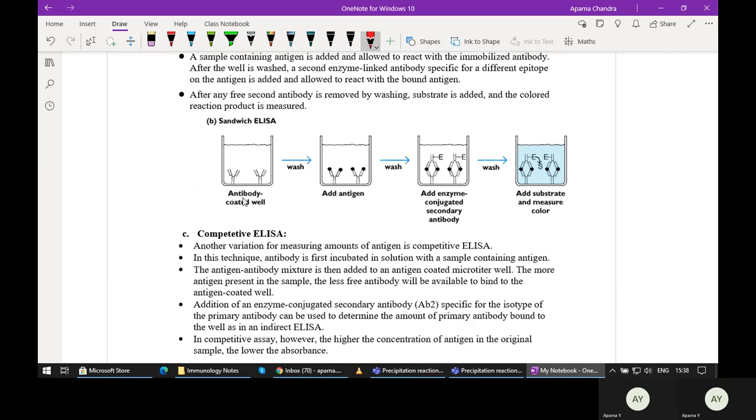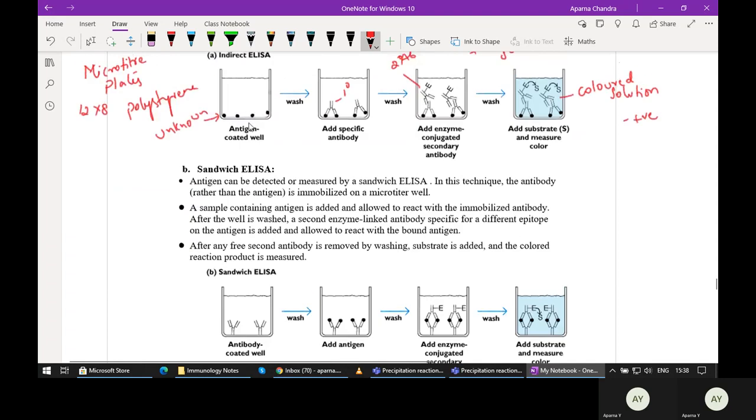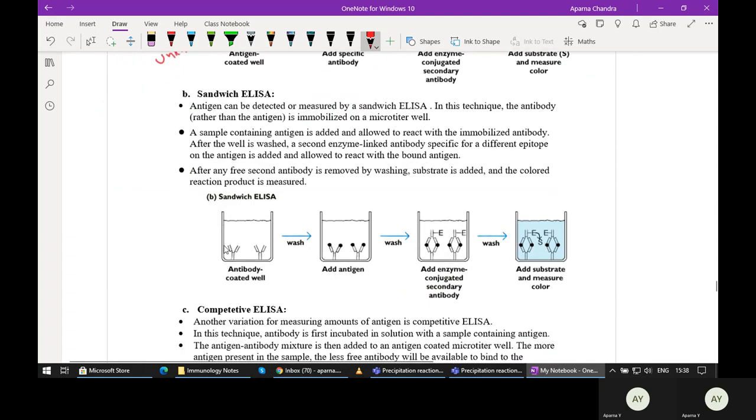In sandwich ELISA, we are not coating the well with the antigen, but we are coating the well with the antibody molecule. So washing is common. The coated antibody molecule's Fc region is binding to the microtiter plate. Then the second step, wash. Third step, add antigen to it. If antibody is there, the antigen will bind to it. Again, negative result: if antibody is not there, the antigen also will not bind to it. It will also be free. In the next step, they both get washed off.